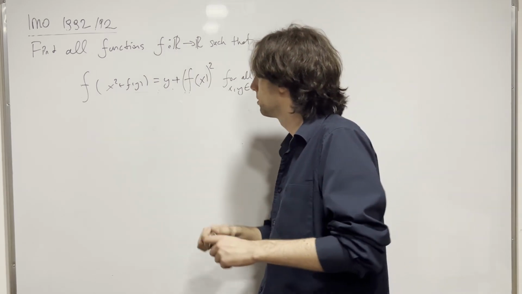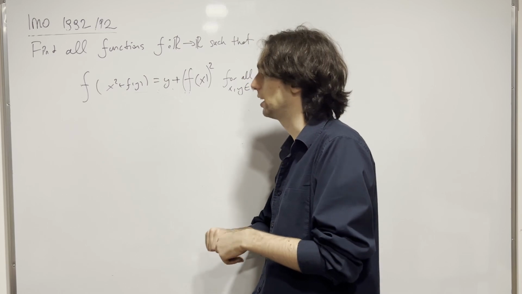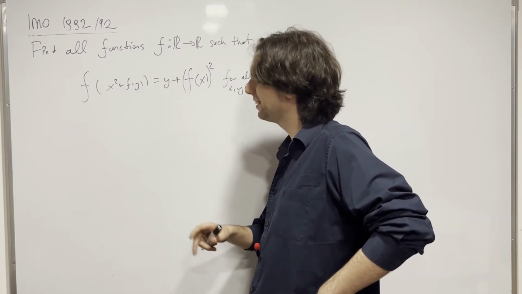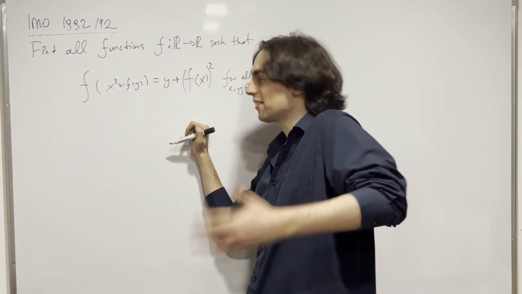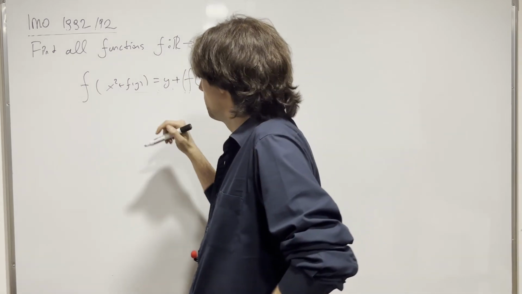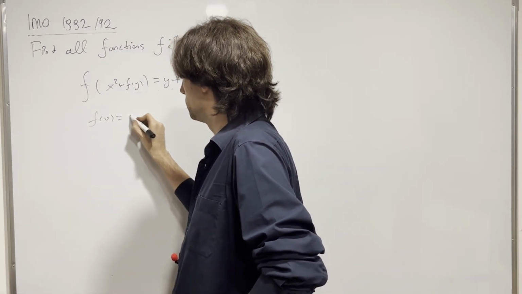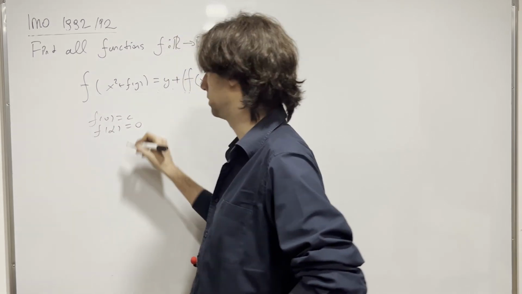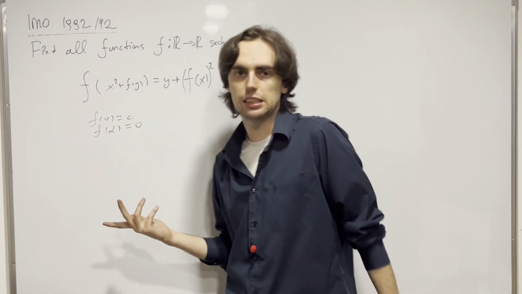So first, for every x, there will exist a y such that f of y is minus x squared. But this doesn't give me f of 0, right? If I don't have f of 0, that doesn't mean much to me. So let me try to find what f of 0 is. Let f of 0 be equal to c, and let f of some alpha be equal to 0. Let's go about it two ways: one is to prove that alpha is 0, the other is to prove that c is 0.